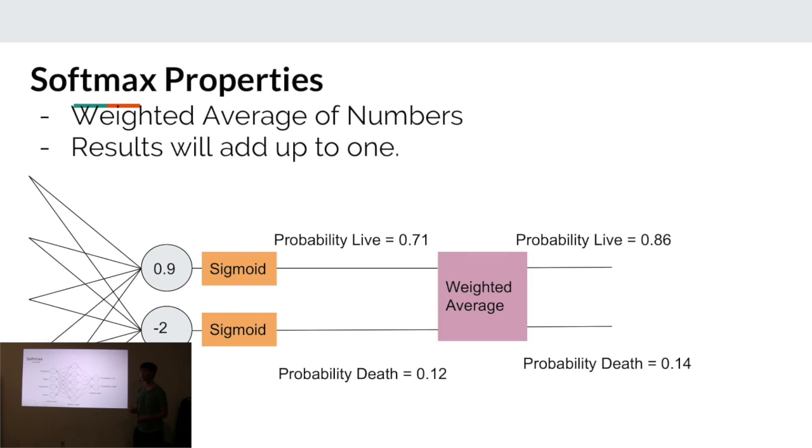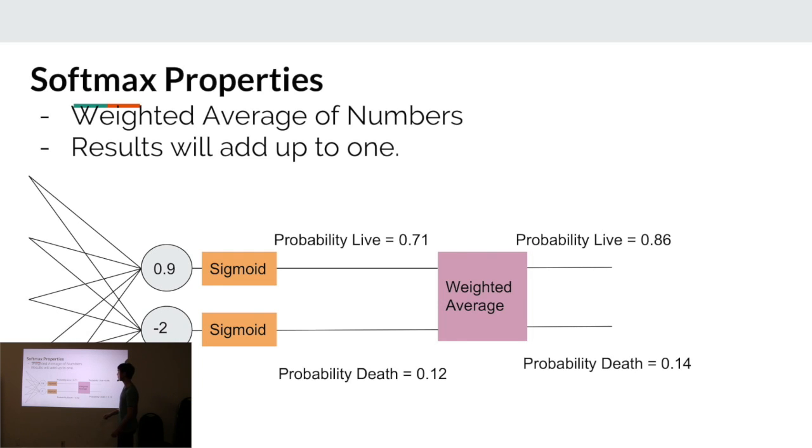So the way that we tackle this problem is that the activation function for the last layer isn't sigmoid. It's something called softmax, which is sigmoid and then a weighted average to make sure that they add up to 1. This sounds complicated, so let's break it down.